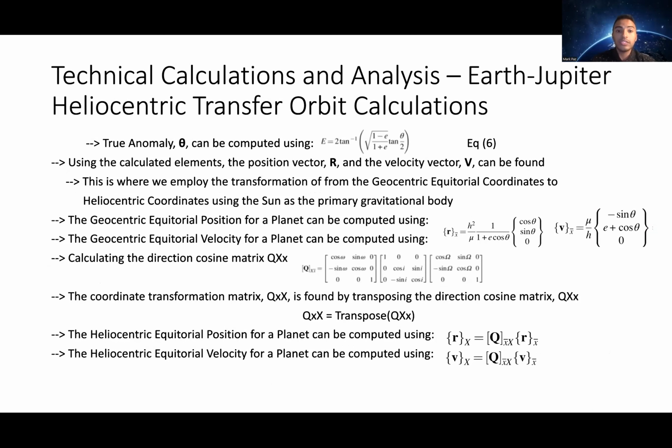Once we have our eccentric anomaly, we can then translate it over to the true anomaly. Once we calculated these new elements, we can find the position vectors R and V for each planet. The most important thing on this slide will be the transformation from the geocentric equatorial coordinate system to the heliocentric coordinate system, and you can see at the bottom that transformation is performed via matrix. Next slide.